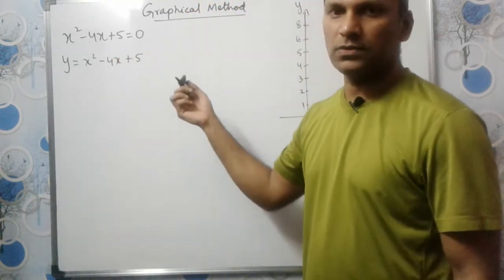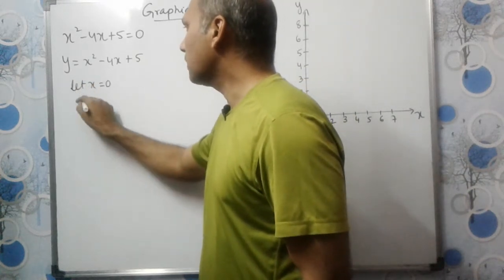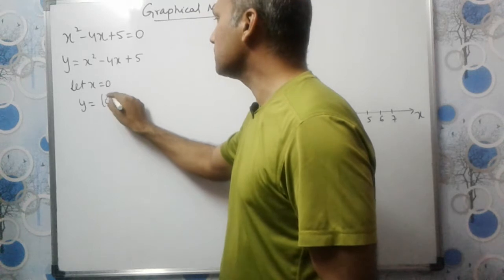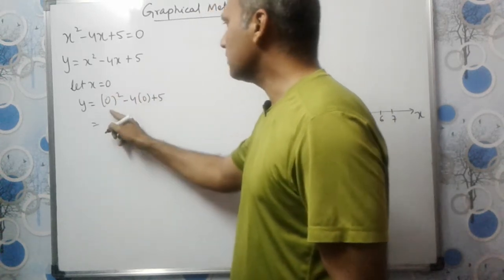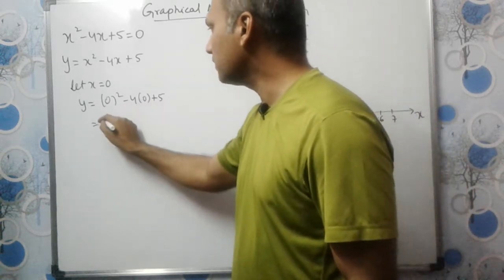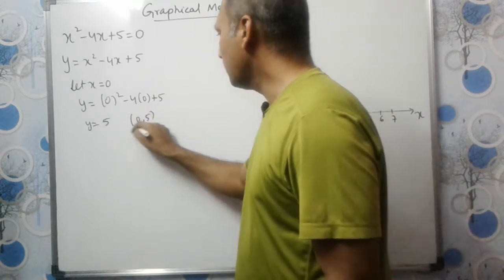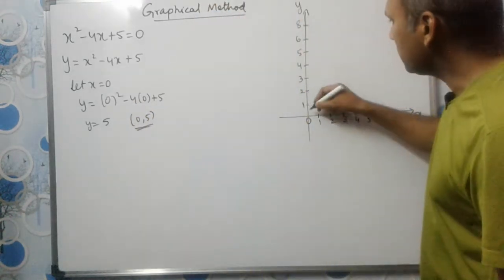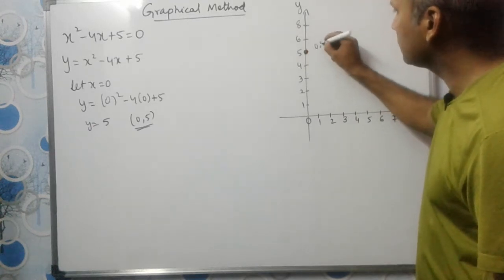Now substitute values of x. Let x is equal to 0. So what will be y? Y will be equal to 0 square minus 4 into 0 plus 5. So this will be 0 square is 0, 4 zeros is 0. So 0 minus 0 is 0. What will be left? Only 5 will be left. So we need to plot 0 comma 5. So this is our 0 comma 5. This is the point 0 comma 5.